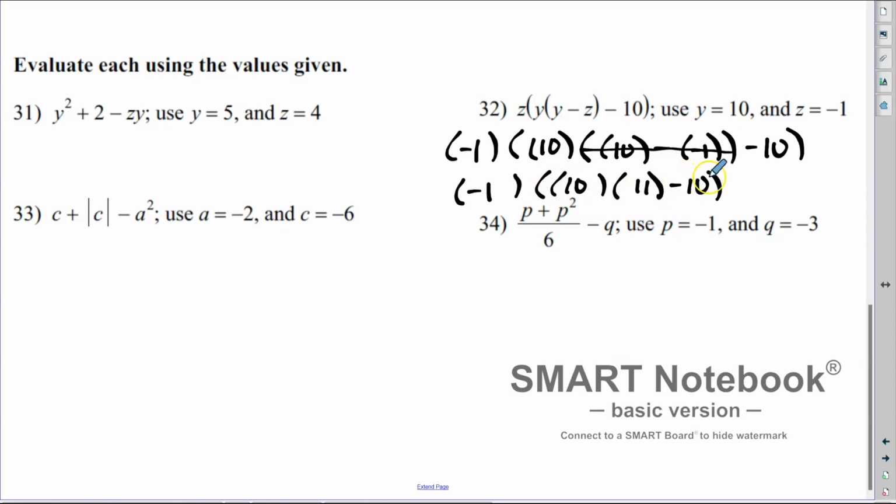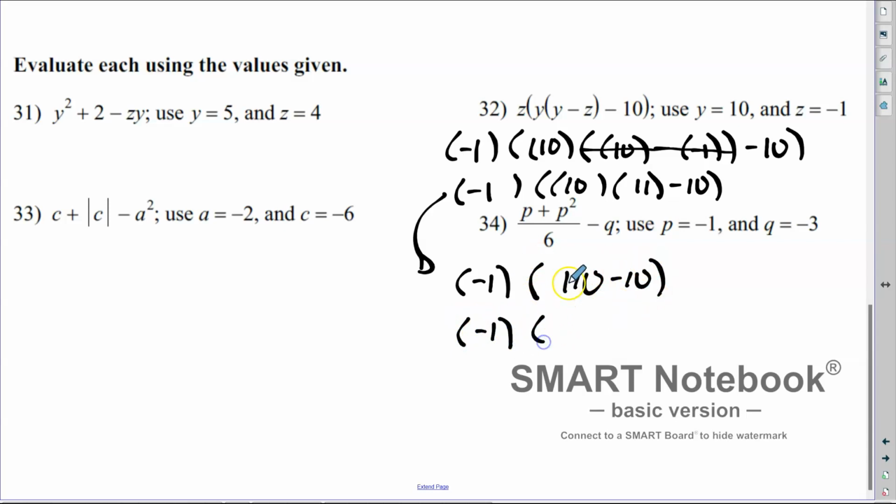We've got this set of parentheses, so let's go and take care of this. All right, so inside this large parenthesis, we got 10 times, excuse me, 11, which is 110. Minus 10. Okay. Excuse me, before I multiply these two, let's go and take care of these parentheses. 110 minus 10 is 100. And lastly, we go ahead and multiply that out. We get negative 100.